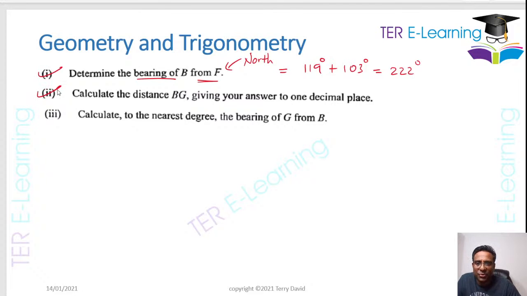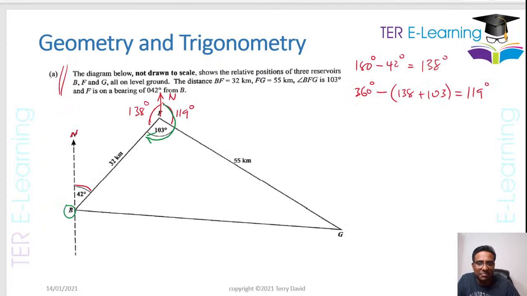Then in part 2 now, calculate the distance BG. Where is BG? BG is this length here. That's what they want us to work out. Again, we have a triangle here. We have this length and I have this angle here as well. So I can use my cosine rule in order to figure out what BG is. Using the cosine rule, it's going to be like this.